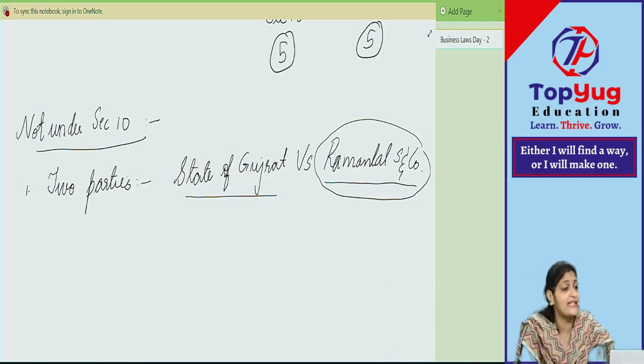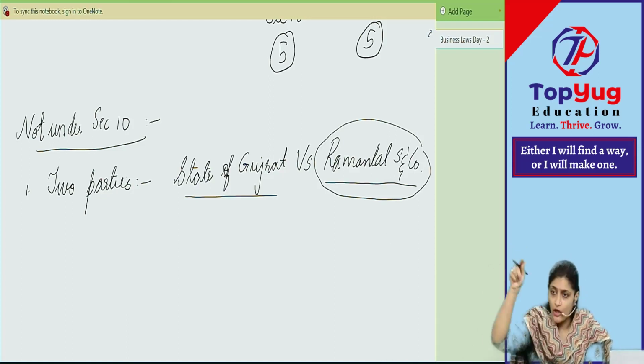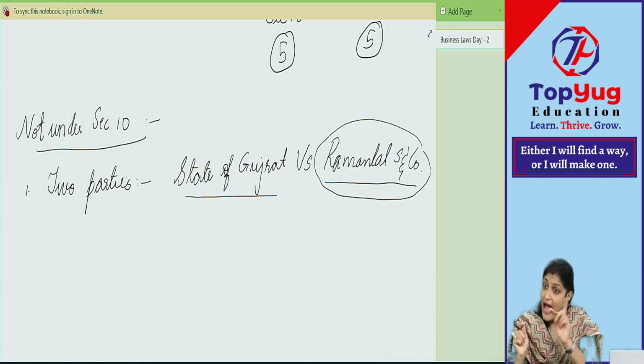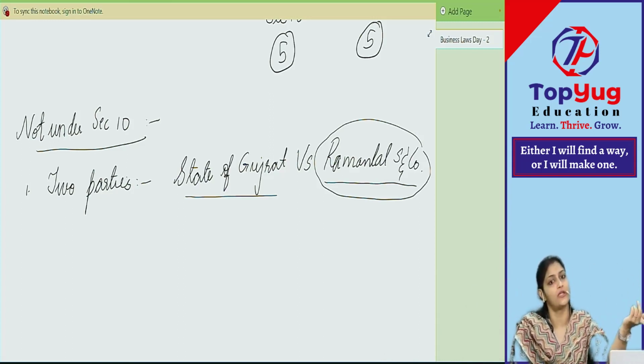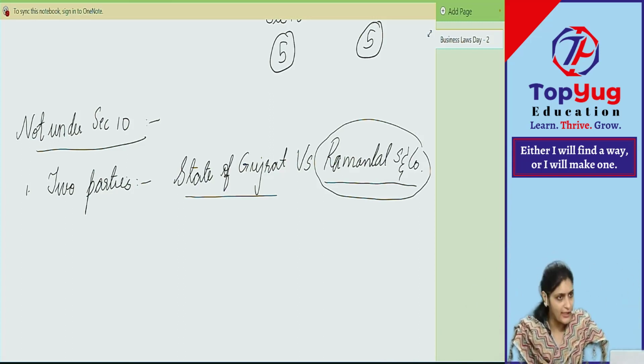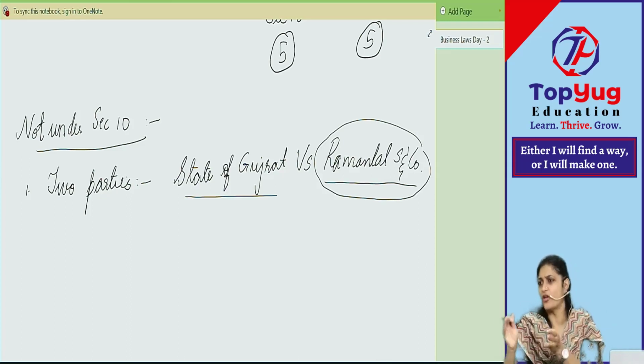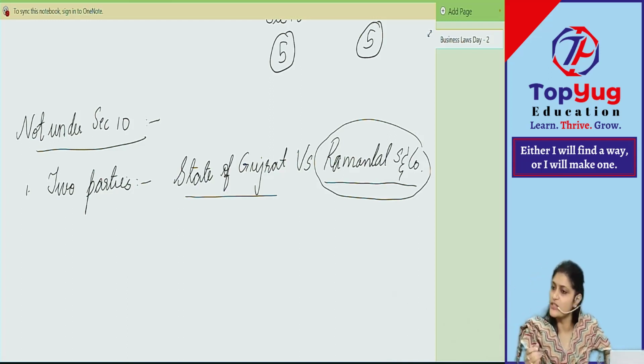Now what did the sales tax officer do? The sales tax officer said that because there is a sale and you got the sale proceeds, I will impose sales tax on you, as well as on the firm also. Can he do so? No. The sales tax is to be imposed only on the firm but not on the partners personally. It will go into the expenses of the firm. Yes or no?